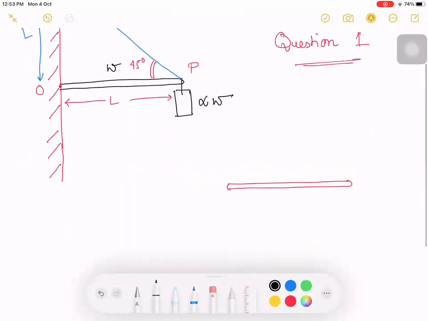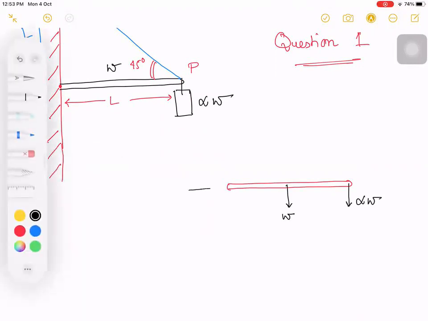The forces that are acting on the rod are its weight, W, which acts from the middle, this additional load, alpha W, and the reaction forces. There are two reaction forces over here, one along the X direction, let's call it NX, another in the vertical direction, let's call it NY. There is also the tension acting at this point. The tension acts at an angle of 45 degrees. These are the forces that we have.